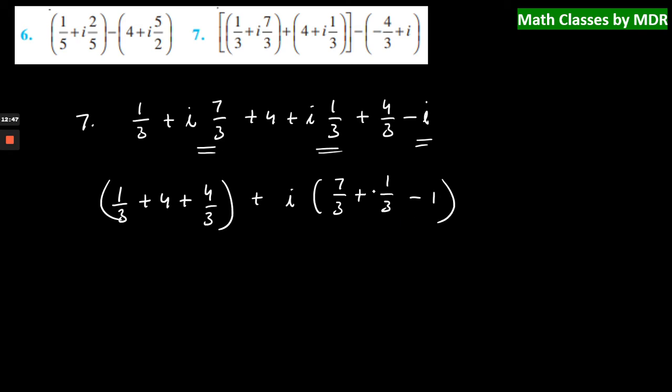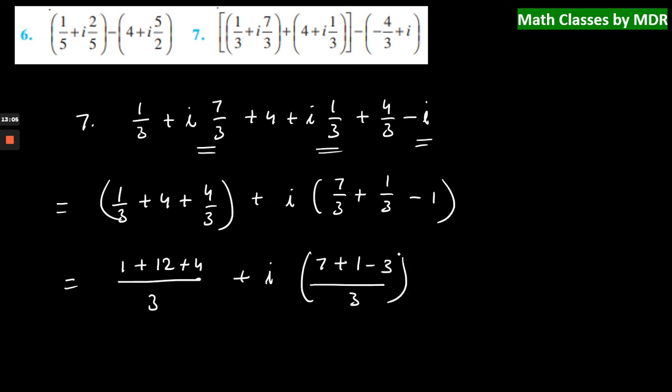Right? So now on simplifying it, when you take the LCM as 3, we have here 1 plus 12 plus 4 plus i into, when you take LCM as 3 here, 7 plus 1 minus 3 by 3. So on simplifying it, we will get 17 by 3 plus i into 5 by 3. So this is of the form a plus ib. Right? Now let us see the next problem.